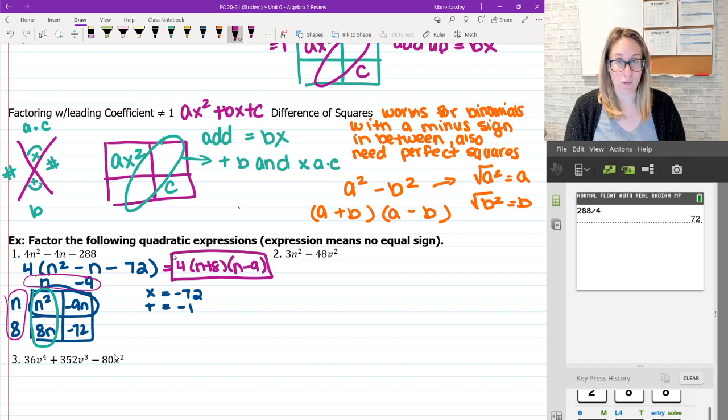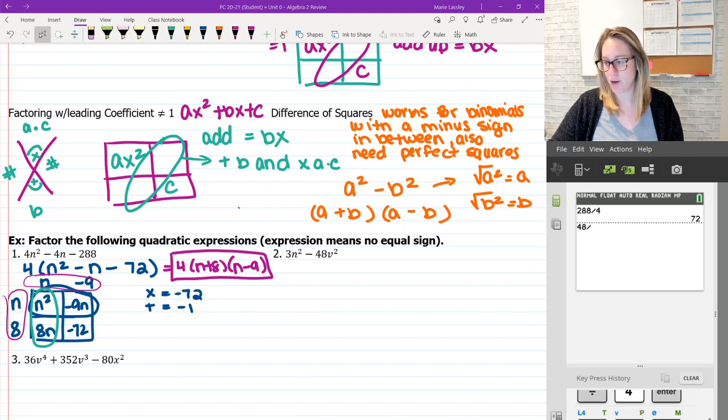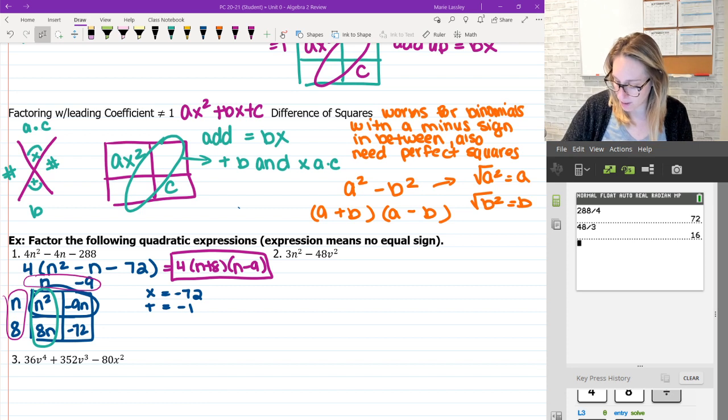All right, cool. Moving on, number 2. First thing I want to do is check to see if I have any greatest common factors that I can pull out from my function, or my expression, I guess is more appropriate. I see there's a 3. Is 48 divisible by 3? You may already know this, but if you don't, I'm going to go ahead and do it. Let's see if I can just pull that 3 out. It is. It's 16.